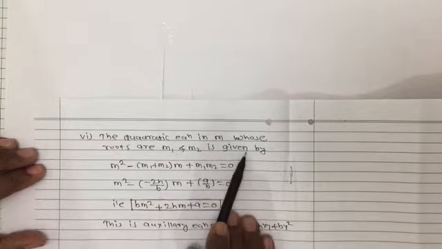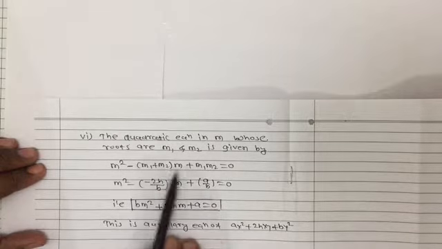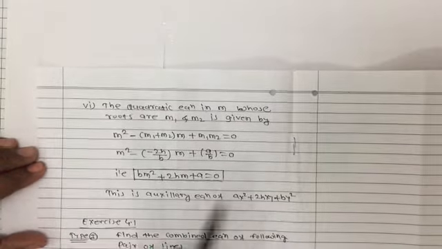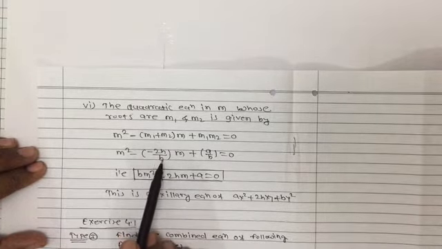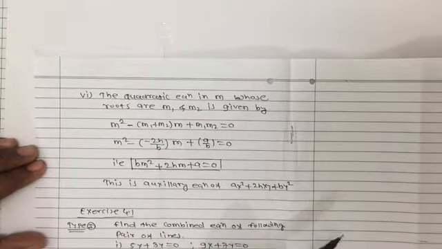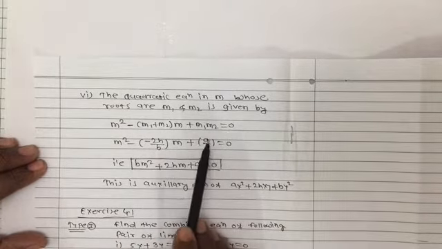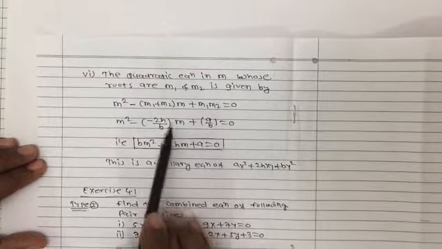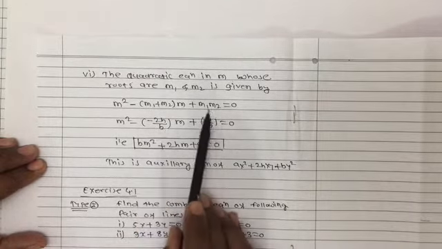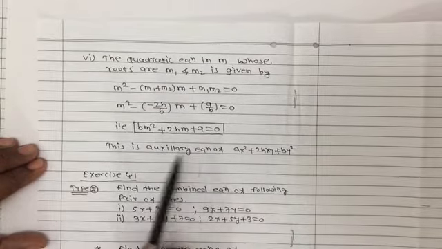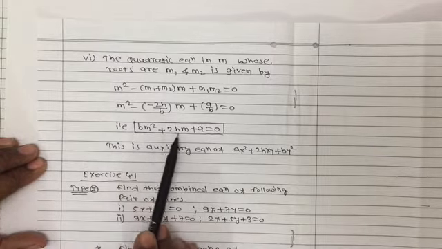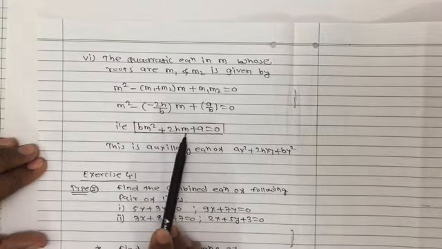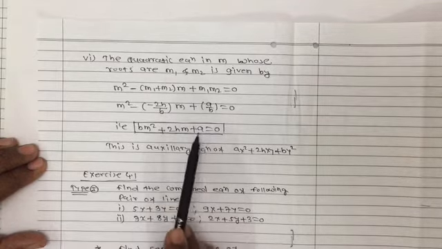The quadratic equation in m, whose roots are m1 and m2, is given by m square minus (sum of the roots) m plus product of the roots equals 0. That is, m square minus, and because the sum of the roots is minus 2h by b, this will become plus, into m, plus product of the roots a upon b, equals 0. You know that the sum of the roots is minus 2h by b and the product of the roots is a by b. If we multiply this by b, then b will get cancelled. So b m square plus 2h m plus a equals 0.